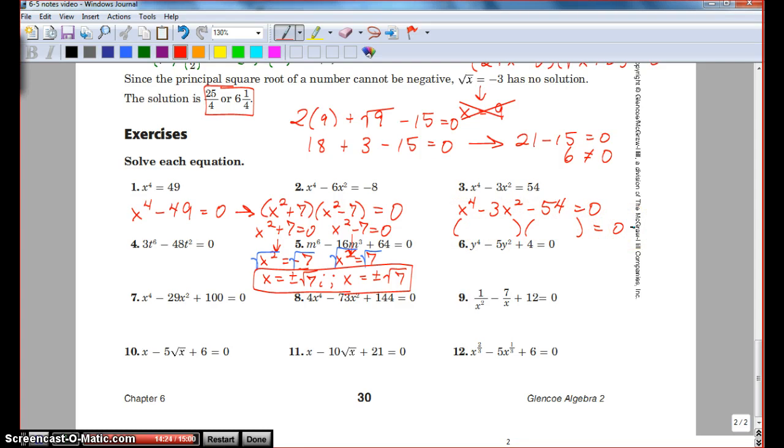Similar to what I saw in the example, I'm going to go ahead and rewrite x to the 4th as x squared times x squared. And I need to think, okay, what two numbers multiply to negative 54 and add to negative 3? 9 and 6 should do the trick. Because my negative 3 is the middle coefficient, I'll make this negative, make this positive, and we can continue by factoring.